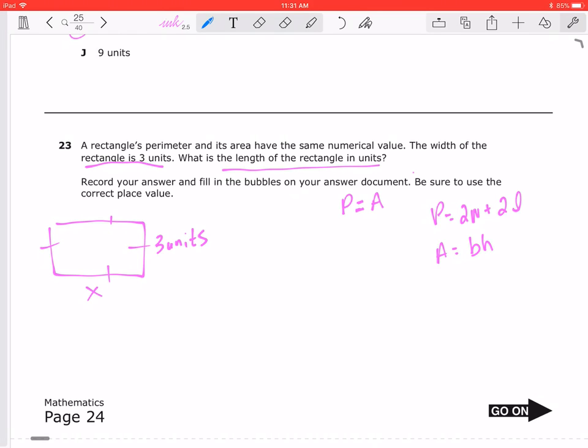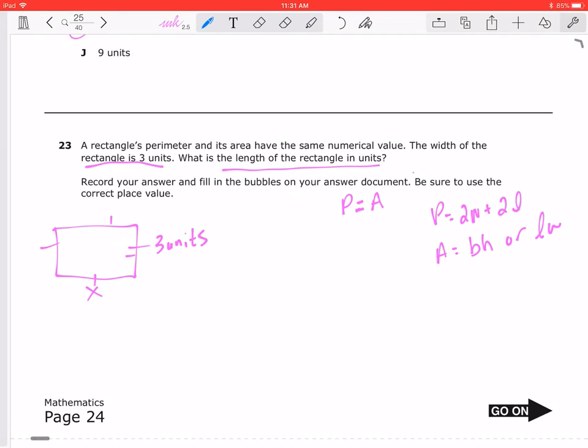My area is equal to base times height. But I can also say this another way, in terms of length and width. Oops, my drawing went away. I can call it length times width. I don't have to call it base times height. So I can say length times width.